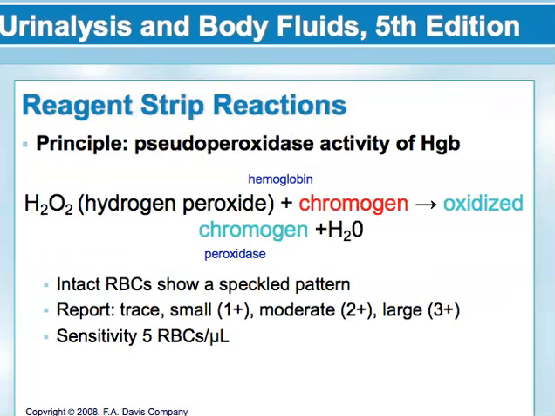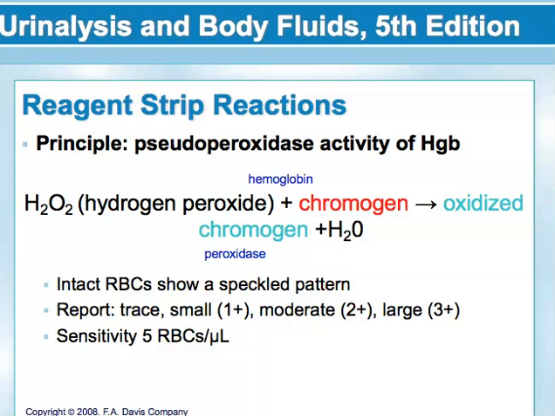The reagent strip reaction, so the chemical tests for blood, use what's referred to as the pseudoperoxidase activity of hemoglobin to catalyze a reaction between the heme component of both hemoglobin and myoglobin and the chromogen, tetramethylbenzidine, and hydrogen peroxide, so those are your reagents, to produce an oxidized chromogen, which is a green to blue color. Color charts are provided that correspond to the reactions that correspond with either hemoglobinuria, myoglobinuria, and hematuria.